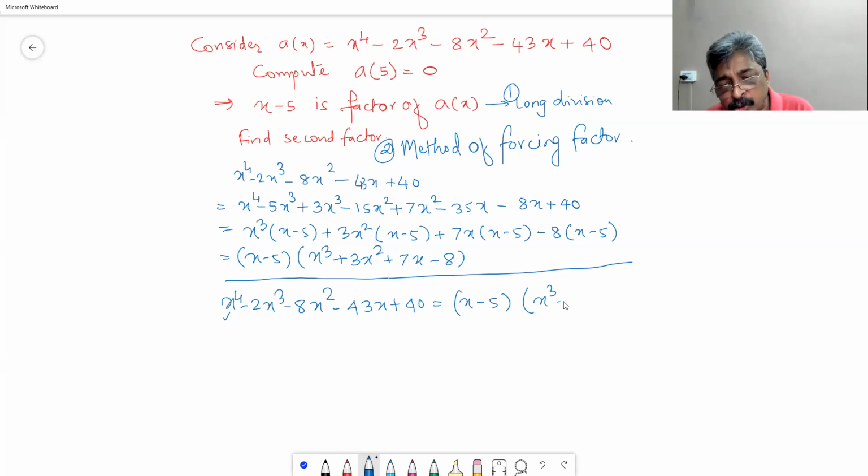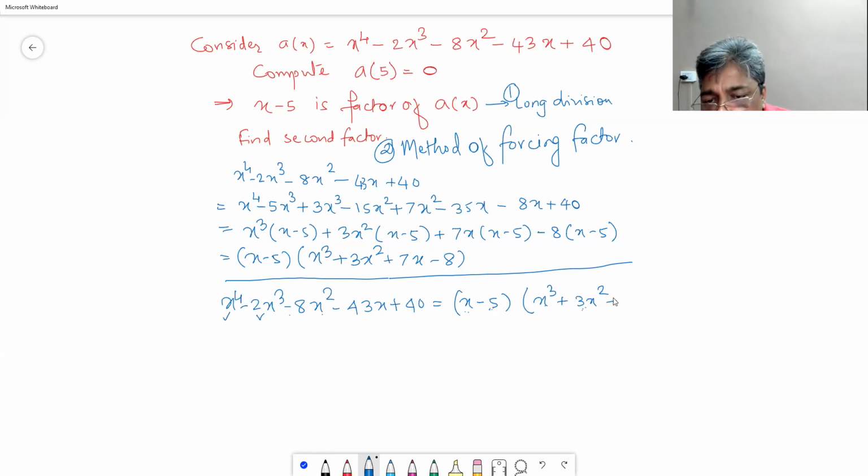Therefore, 3x cube minus 3x square I will write here. So that I add 3x cube and I subtract 5x cube, I get minus 2x cube. But in this process, I have produced minus 15x square. But I wanted only minus 8x square.